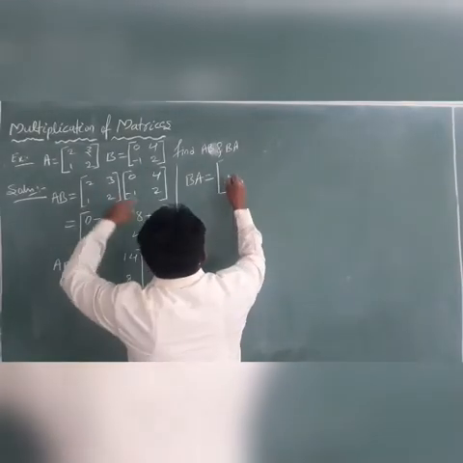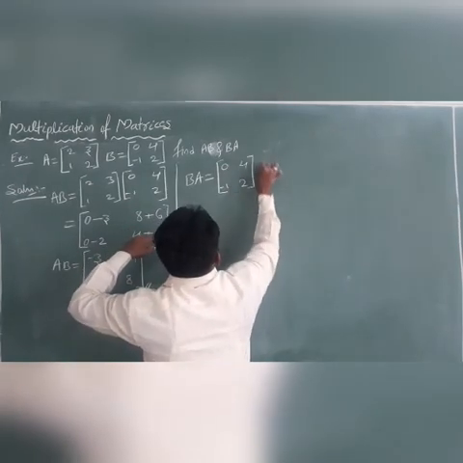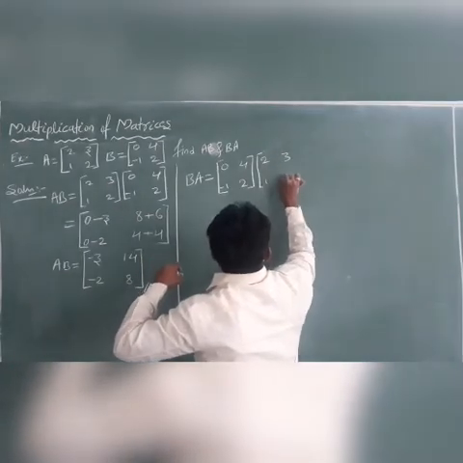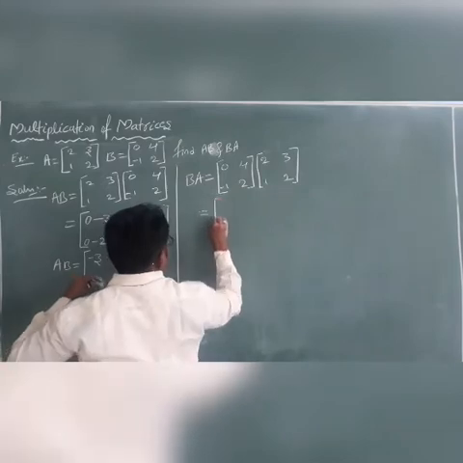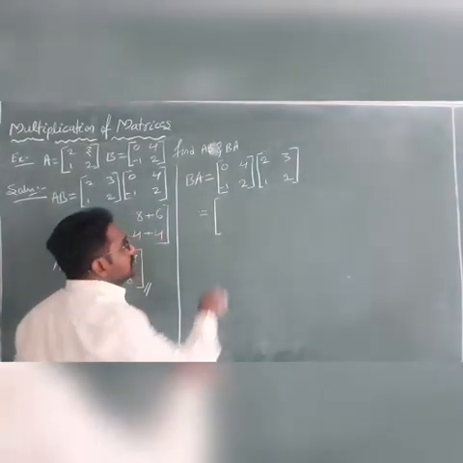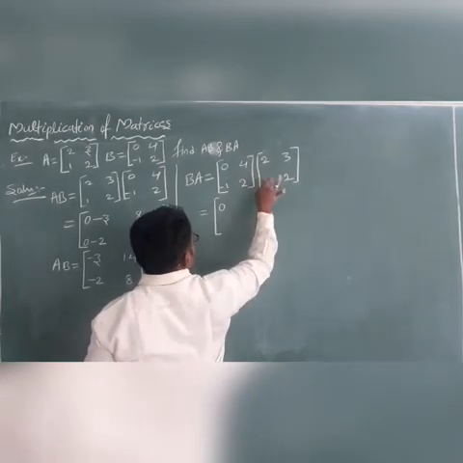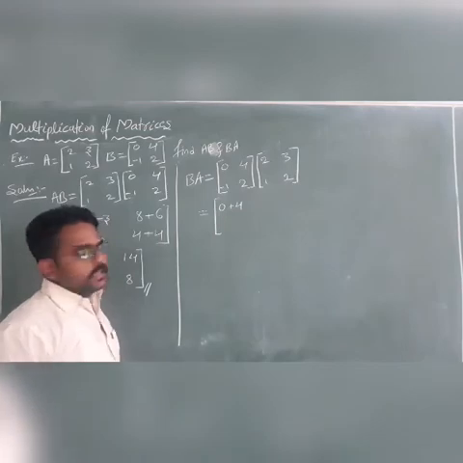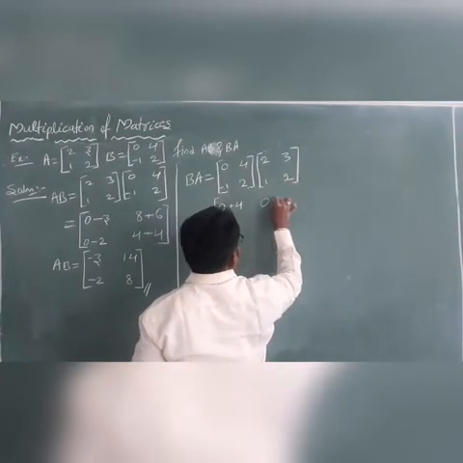See here students, 0, 4, minus 1 and 2. Matrix A 2, 3, 1, 2. Okay. So the product, what do we do here? First row, first column 0 into 2, 0, 4 into 1, that is plus 4. Okay. 0 into 3, 0, 4 into 2, 8.